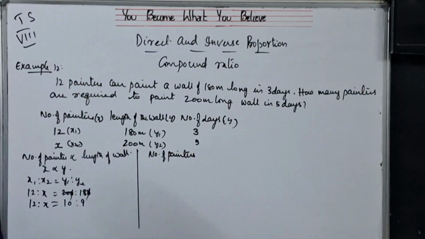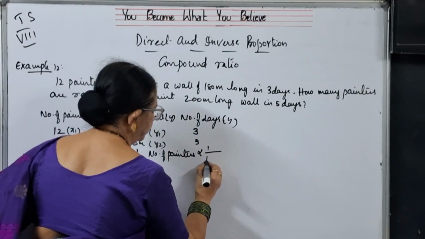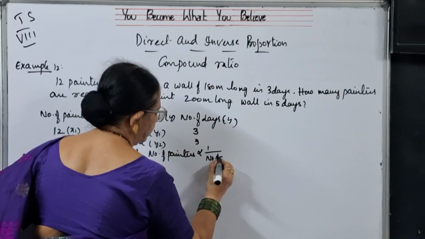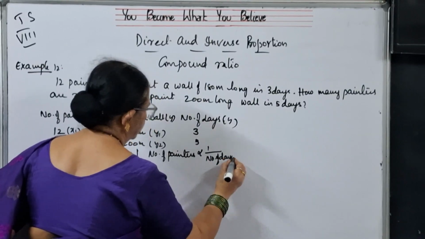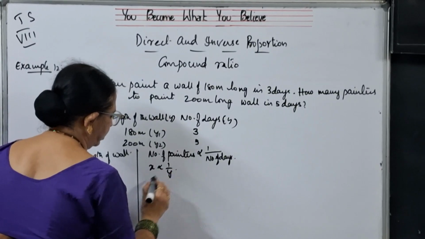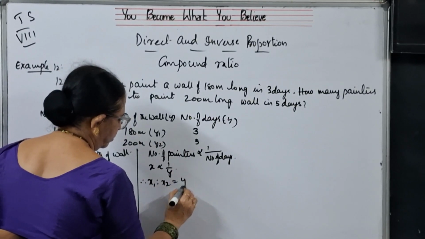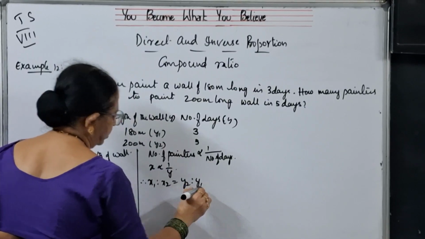How are they related with number of days? If painters increase, number of days will decrease. So number of painters will be inversely proportional to number of days. So x is inversely proportional to y. Therefore x1 is to x2 is equal to y2 is to y1.